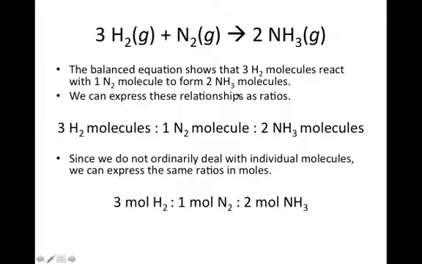The balanced equation shows that 3 H2 molecules react with 1 N2 molecule to form 2 NH3 molecules. We can express these relationships as ratios, either as molecule ratios or as mole ratios: 3 moles of H2 for every 1 mole of N2 for every 2 moles of NH3.